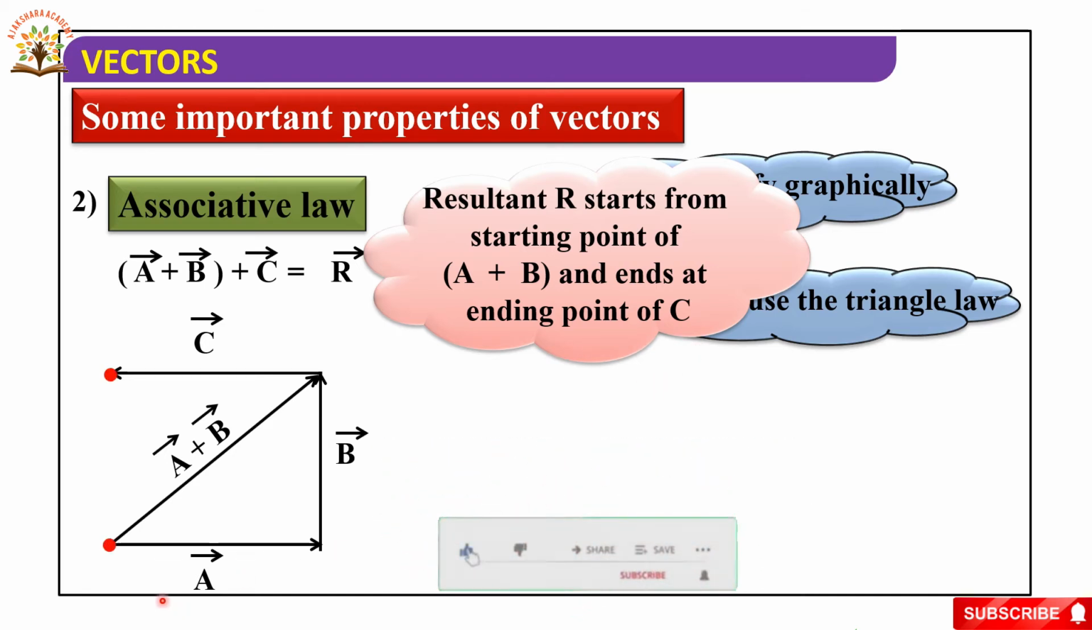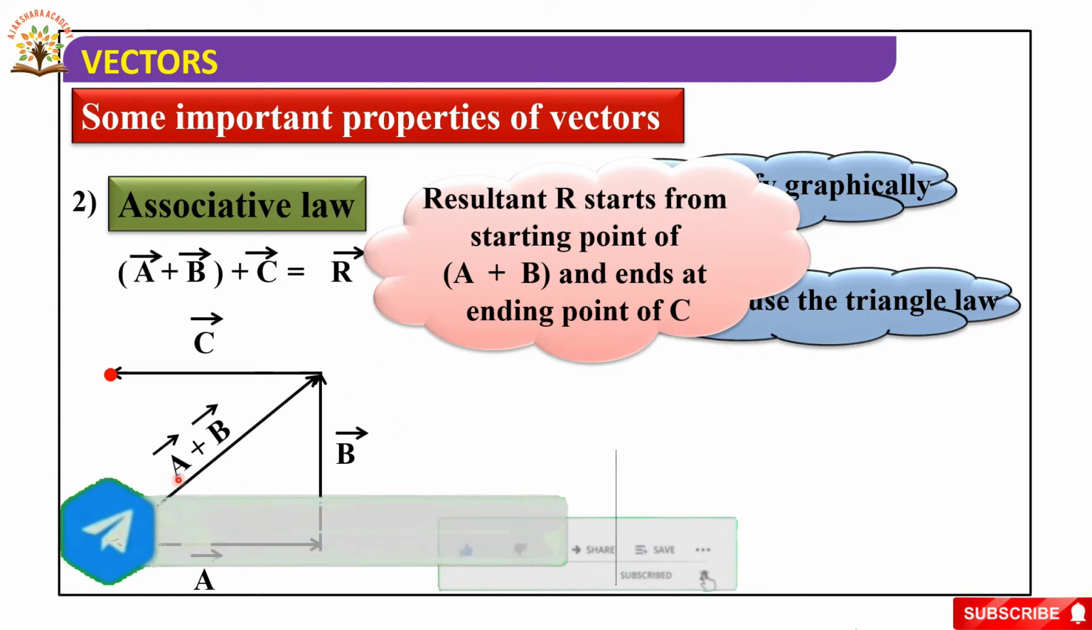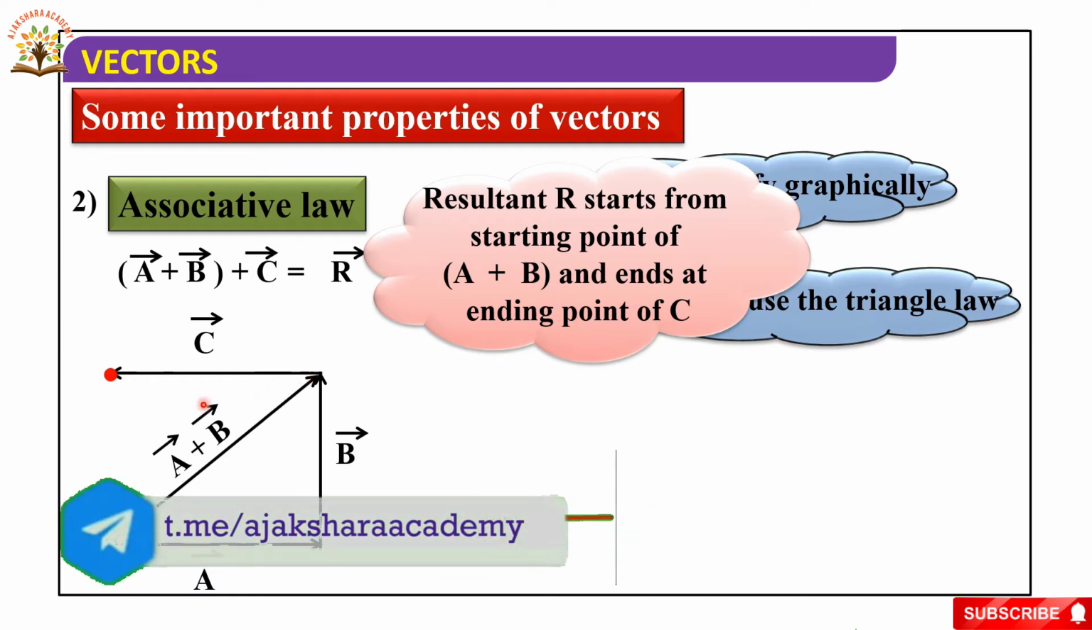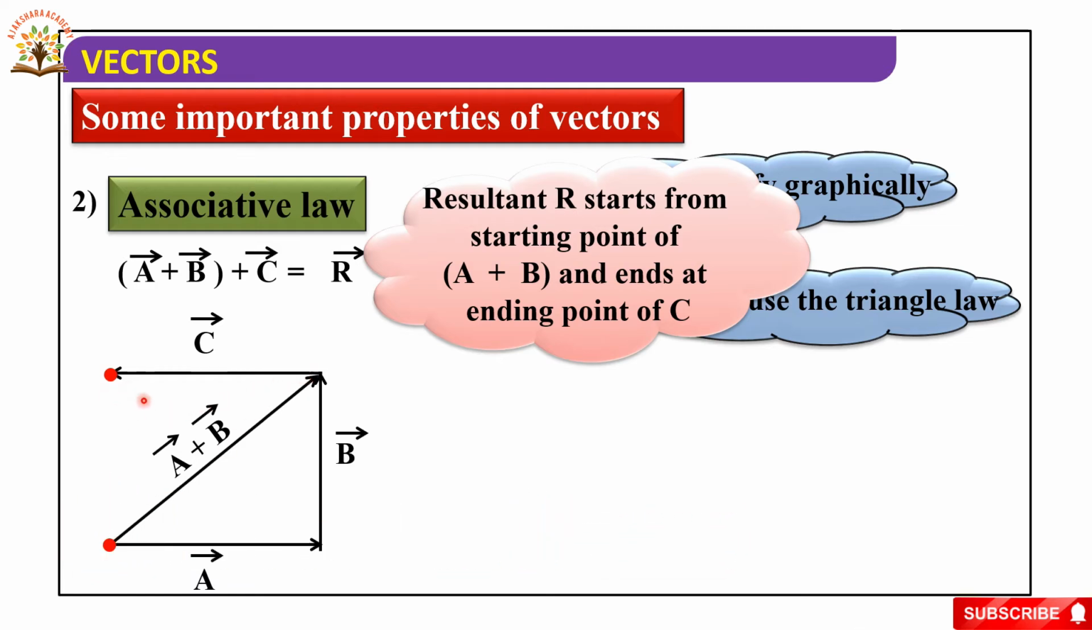So this first resultant R starts from the starting point of A bar plus B bar and ends at the ending point of C. Okay, next. This is the resultant vector.